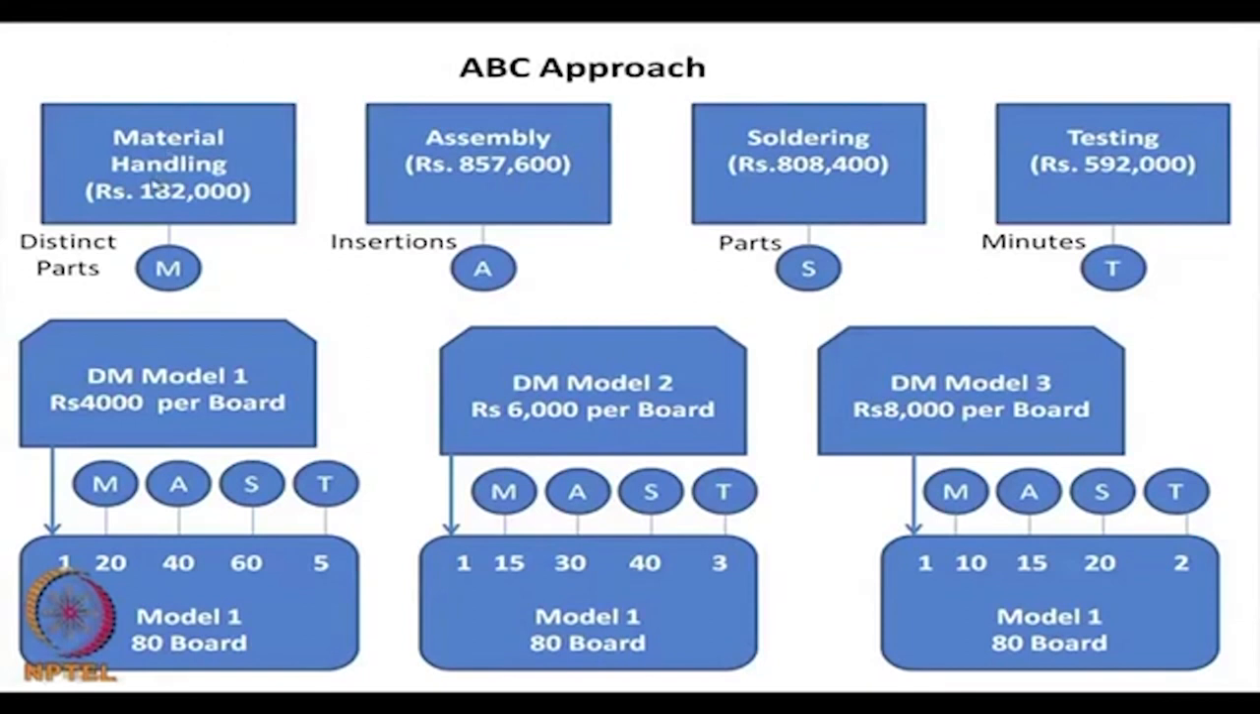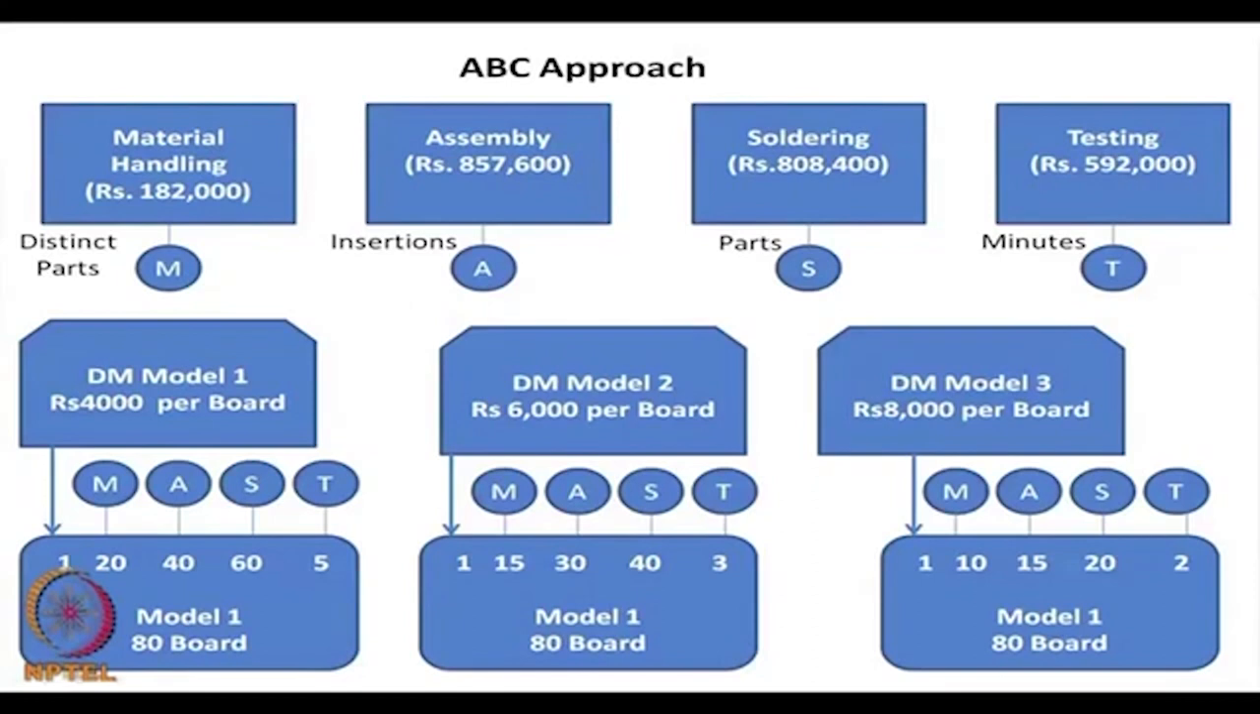We are just showing that for this activity, the total cost is 182,000 rupees. Assembly, it is 857,600. Soldering, 808,400. And testing, 592,000 rupees. So, these are activities. Now, we are considering only the variable cost pool.